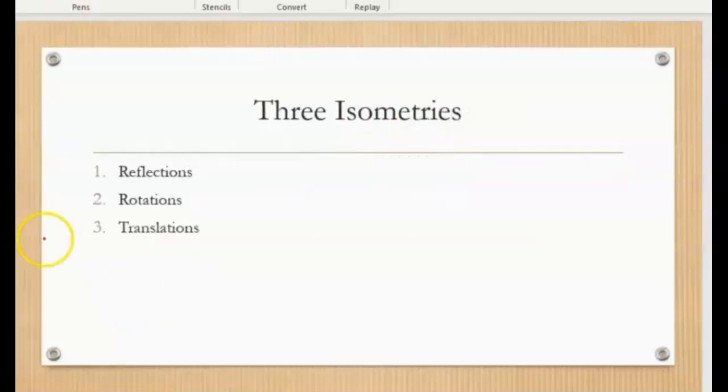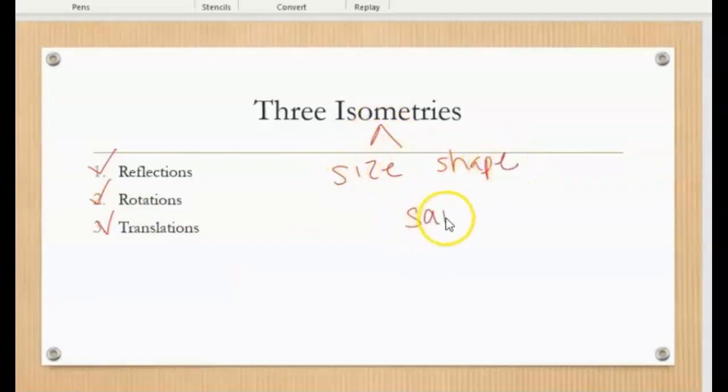So there are three different isometries. We have reflections that we just talked about. Rotations. So again, if you just take a shape and turn it around something, you're not changing the size and you're not changing the shape. And a translation. So if you were to take a shape and just pick it up and move it to the right, you have not changed anything about the size or shape. So size and shape stay the same for an isometry. For isometric transformations.